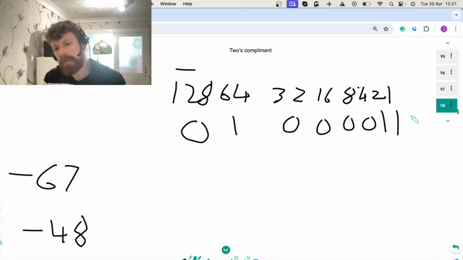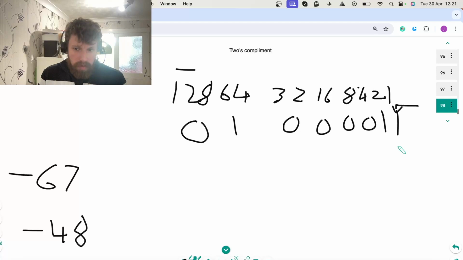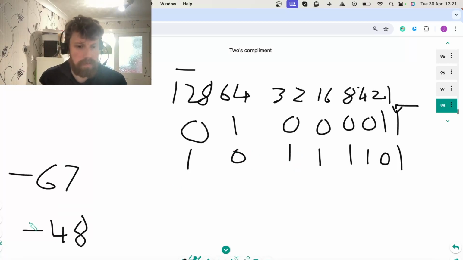Now, what we do is we're going to go from right to left and find our first 1. Everything at this one and before it stays the same. So that's just going to be a 1, and then everything after it is flipped. So because that's a 1, that becomes a 0. That's a 0, so that becomes a 1, 1, 1, 1, 0, 1.